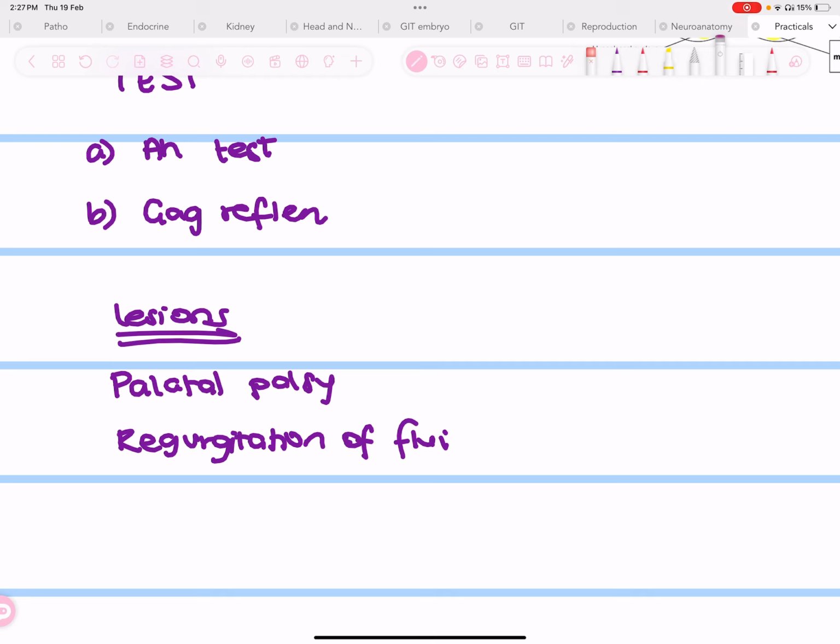Another complication of a lesion can be regurgitation of fluid. Now, I already told you that it supplies the soft palate muscles, right? So if the palate muscles are not working properly, there'll be regurgitation of fluid through the nose during swallowing, because your soft palate muscles basically close the oropharyngeal isthmus, so that the oral cavity and nasal cavity are separated. What happens is that this doesn't happen, and any food or fluid that is swallowed regurgitates through the nose during swallowing, and this is due to the paralysis of the soft palate.